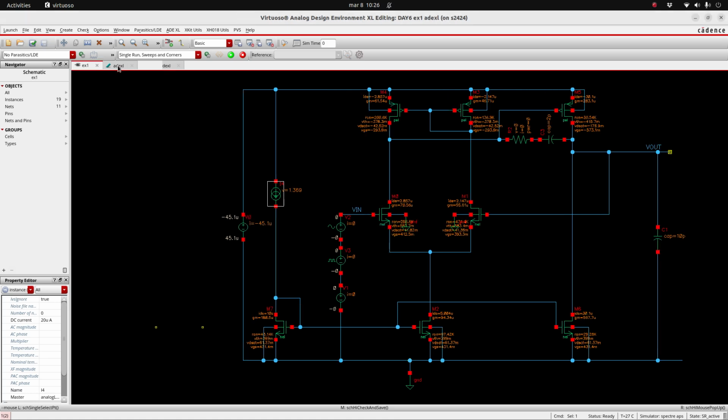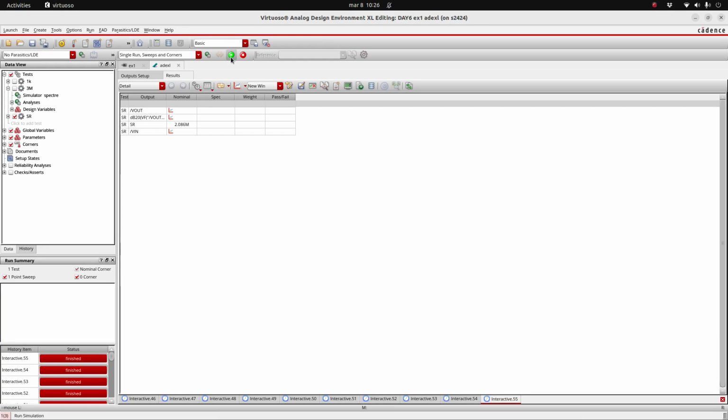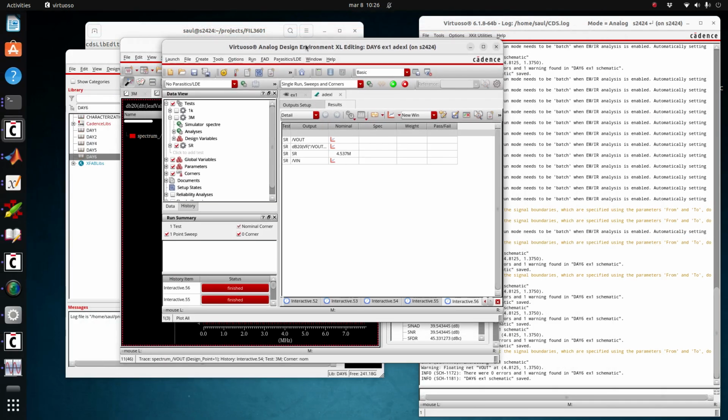And then let's first take a look at the slew rate simulation to see how much it has improved. Now we have 4.5 megavolts per second, which is much better. And we go back to our equation here.